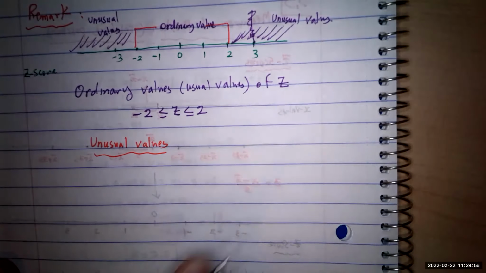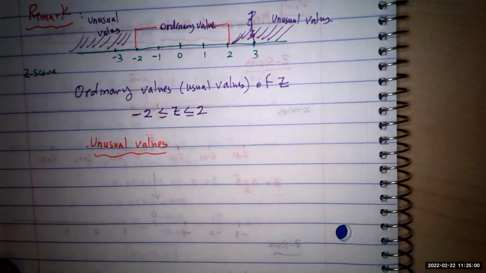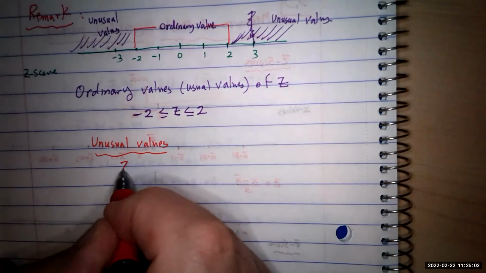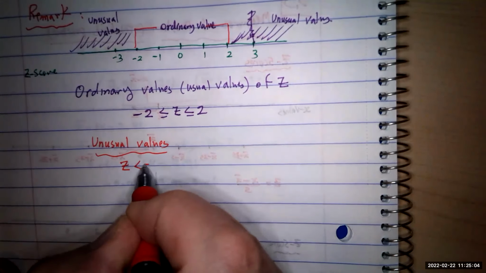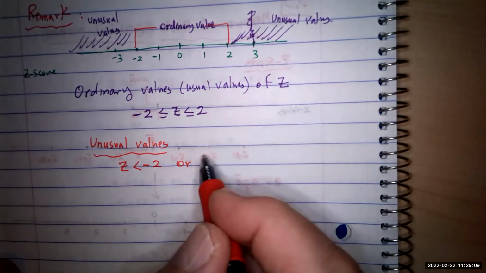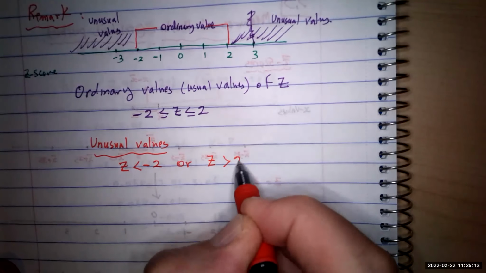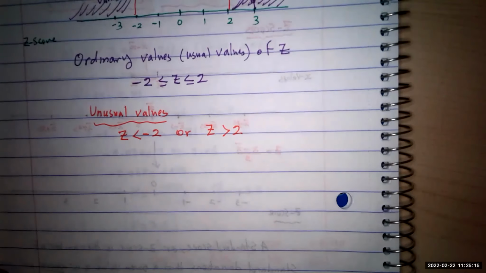Anything outside, you may be here or here. If you are here, your number, Z, is going to be strictly less than -2. Or if you are here, your number must be greater than 2. So you have a number for the problem.